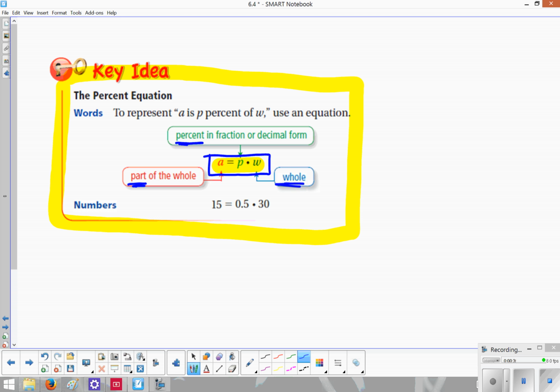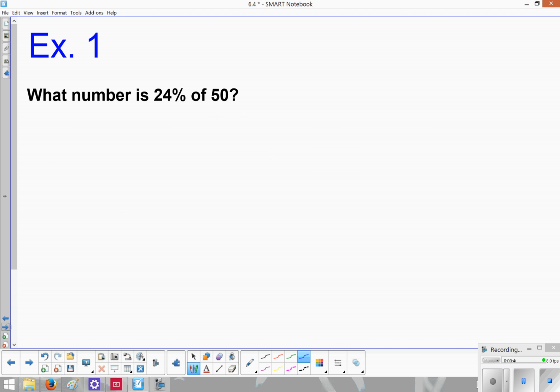So we are going to be using this equation to solve for unknowns of a part, a percent, or a whole instead of our proportion. So let's go ahead and begin. In our first example, it says, what number is 24% of 50? So I'm going to write down the equation that we're going to be using in this video lesson. A equals P times W, where A represents what again? A represents the part. And I'm only writing this down so you can see, but you don't have to do this for your homework. Where P represents the percent and W represents the whole. So this is from our last lesson.